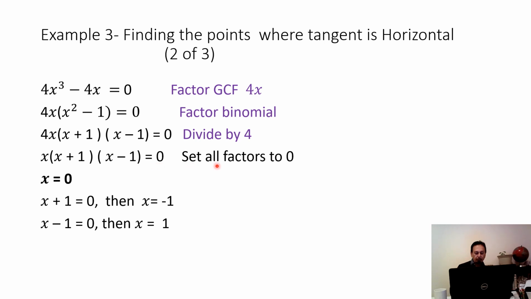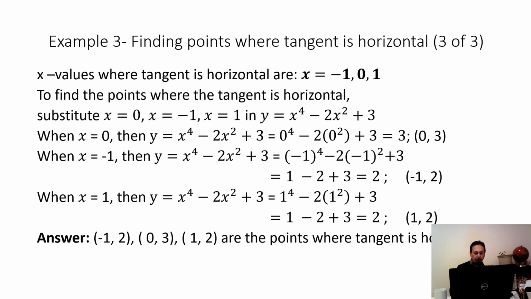Now we set all the factors to 0. If we set x to 0, we get one x value. Then x plus 1 equal to 0: you move 1 to the right side, and it gives x equal to negative 1. And then set x minus 1 to 0, move negative 1 to the right and make it 1. So we have another x value. Now we have found the x values where the tangent is horizontal, and these are x equal to negative 1, 0, and 1.